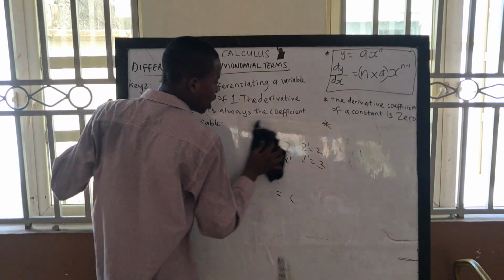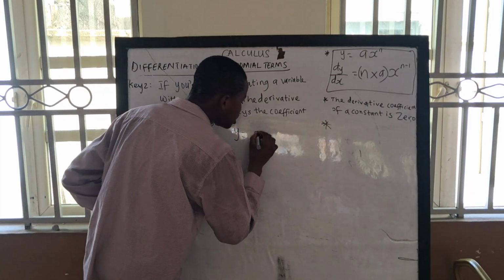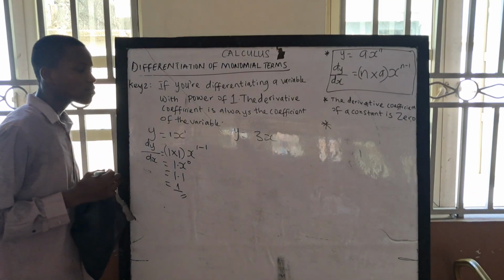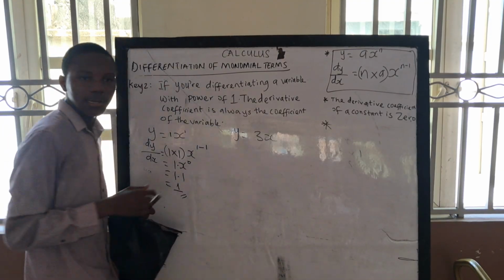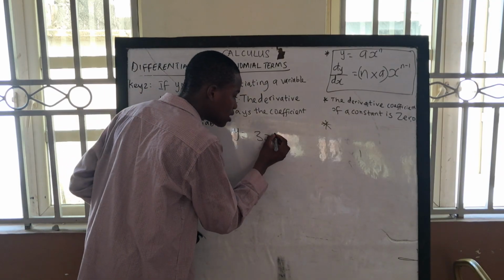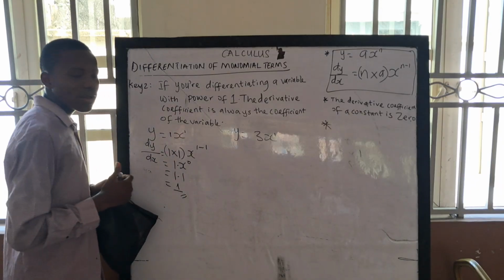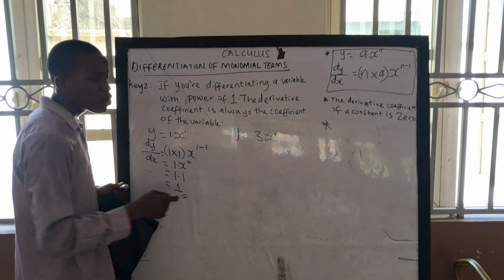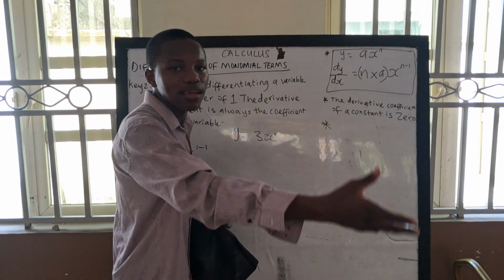Now let's do another one here. Let's have another question. If you have y equals to 3x, you notice that in this question, my power is what? 1. If you don't see any number here, you assume it to be 1. It's invisible, it's 1. So now if I want to differentiate this, at the later end I should get 3, because 3 is the one multiplying x. Remember, coefficient is that value multiplying my variable.